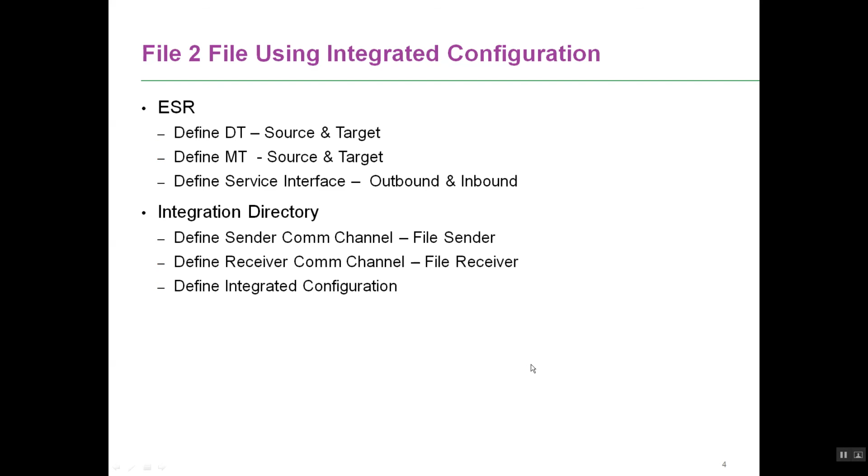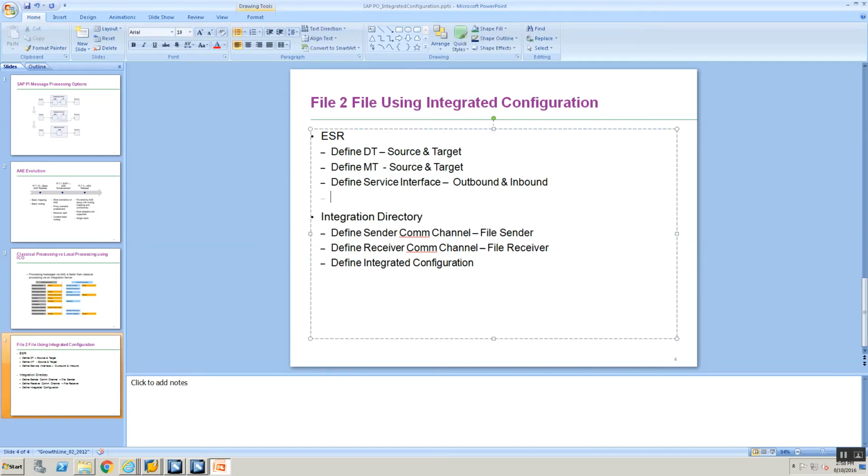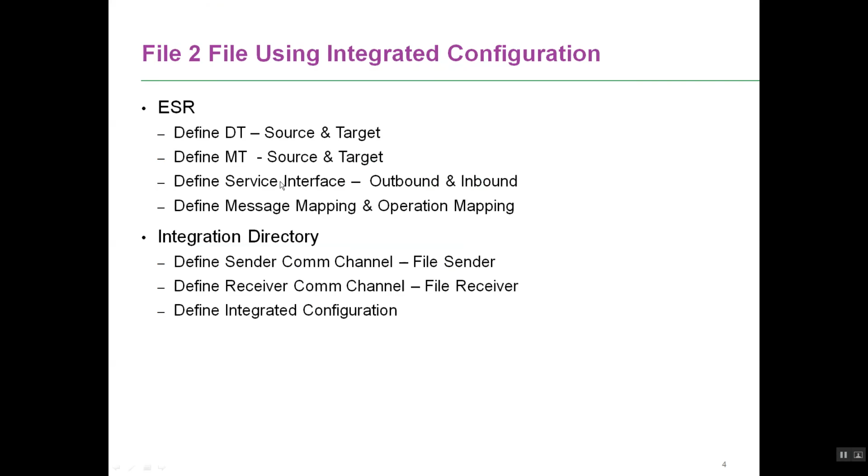Okay, so now we will look at building our first scenario using integrated configuration. We will be building a file-to-file scenario, and we will be using integrated configuration instead of classical configuration. So from an Enterprise Services Repository perspective, we will continue to do what we were doing. Basically, we will define a data type, we will define a message type, we will define the service interfaces, we will define, sorry, this is missing here. Let me quickly add that. We will define message mapping and operation mapping. So the steps that you do in the Enterprise Services Repository, or the ESR, continue to remain the same.